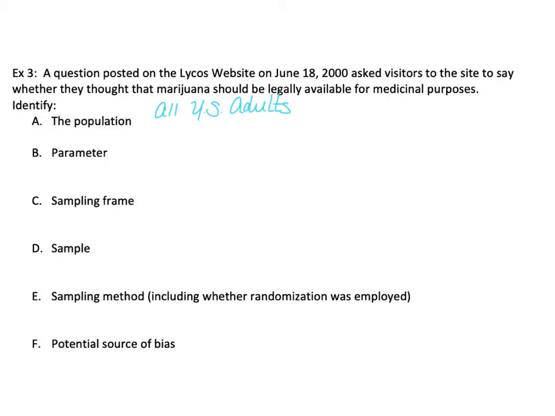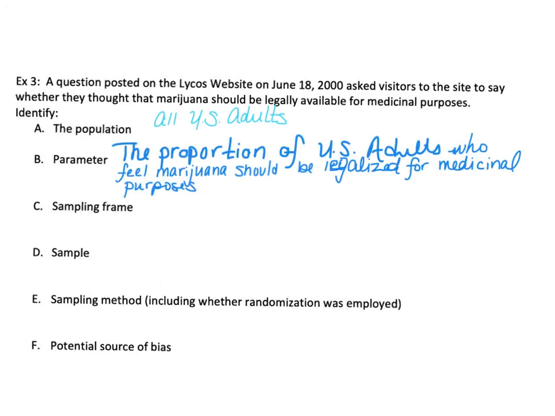Okay, so remember your parameter is the numbers that describe the population, which is why I'm calling them parameters and not statistics. I would say that it is the proportion of US adults that feel marijuana should be legalized for medicinal purposes. Now, the sampling frame. So this is your list of everybody from the population from whom you could draw your sample. So it's not specifically stating what our sampling frame is, but it would have to be everyone who has access to the website.